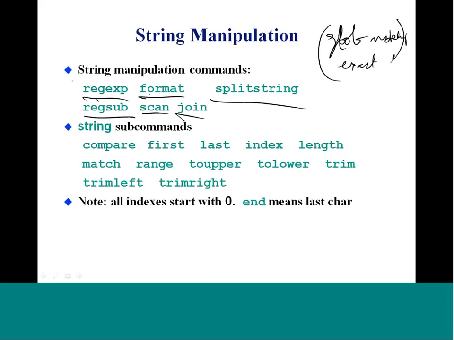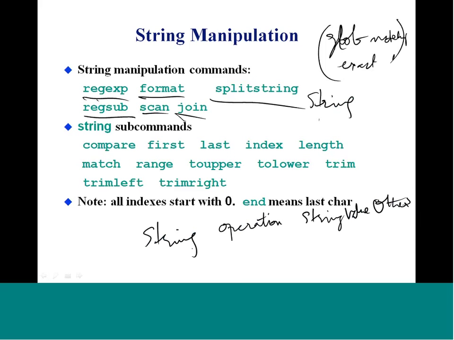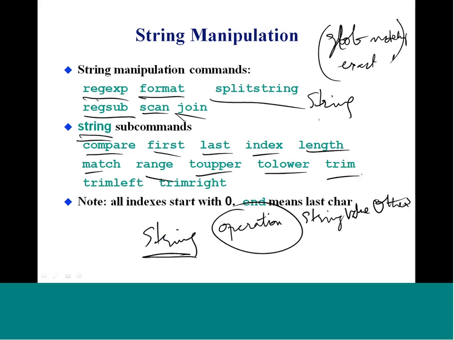There is also the basic command, which is string, and the way to use it is string followed by the operation, then the string value, and then any other arguments. So the string command, similar to the list command that we talked about, is the main command, and it has sub commands, which are operations such as compare, first, last, index, length, match, range, toupper, tolower, trim, trimleft and trimright.